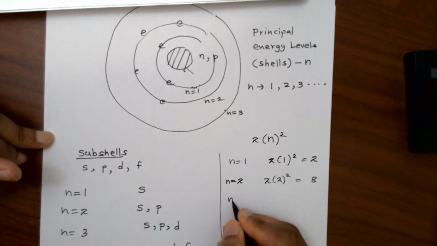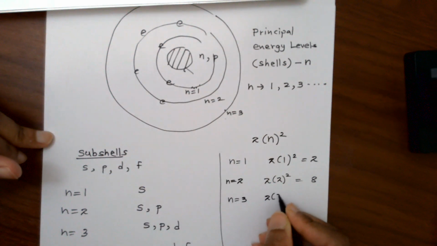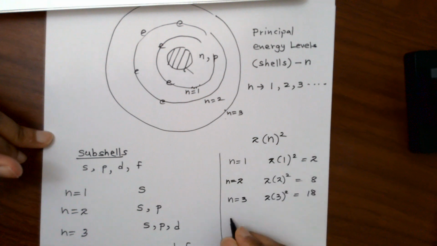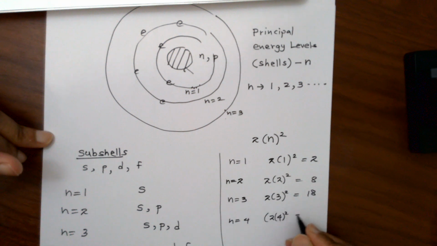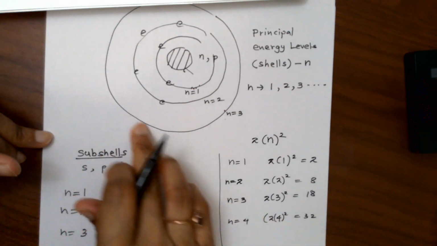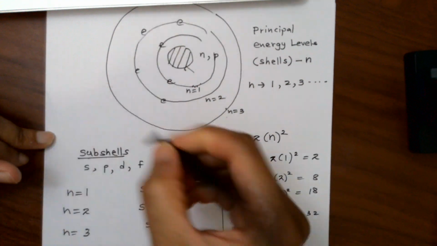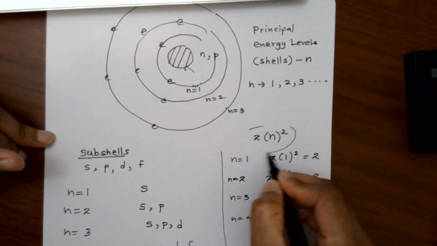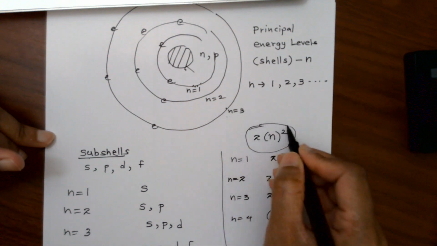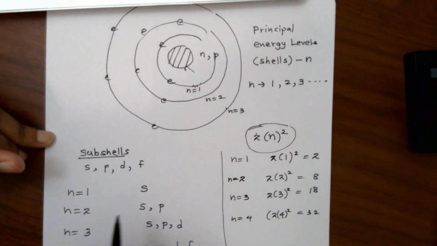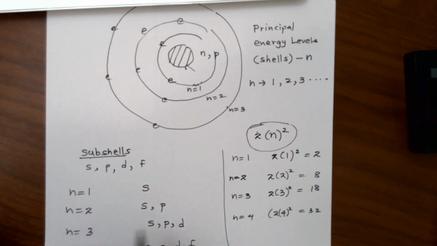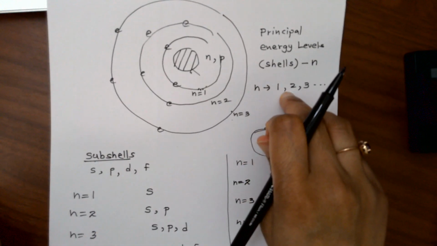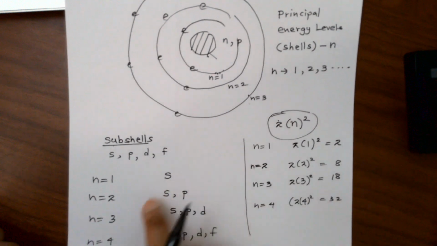The n equals 3 level: 2 times 3 squared, 18. And then the n equals 4 level: 2 times 4 squared, 32. So in the 4th level, 32 electrons can be accommodated. This is how many electrons can occupy each energy level or shell. And these are the subshells: the number of subshells in each shell is equal to the n number. First we learned about the shells, and then we divided shells into subshells.